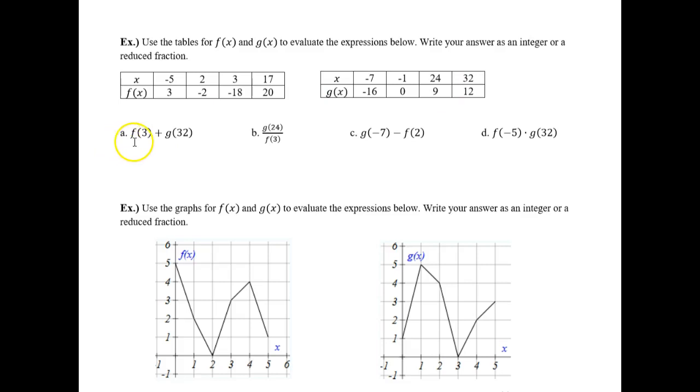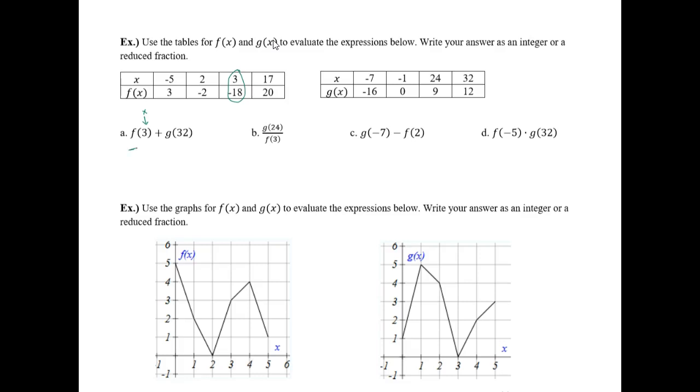Part A asks us to find f of 3 plus g of 32. Remember that the 3 is the input. It represents what we're inputting for x. So in this case, x is 3. We want to know what f of 3 equals. So we want to know the y. So when x equals 3, we go up to our table, x equals 3. We're here. And f of 3 equals negative 18.